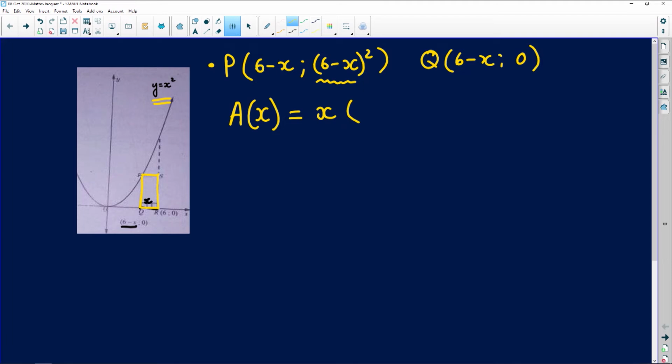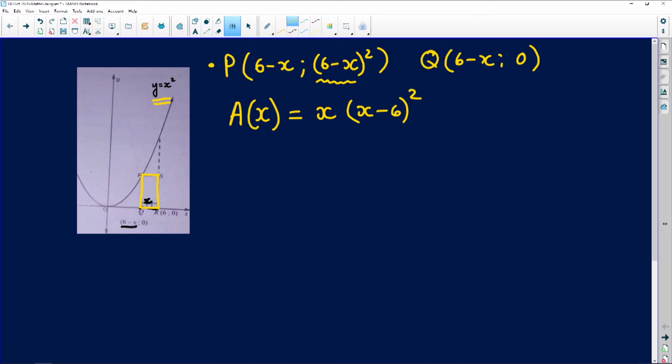So whether I've got 6 minus x or x minus 6, because I'm squaring it, it is irrelevant whether it's 6 minus x or x minus 6. So I'm doing that for convenience's sake, so I don't have to change the sign later. Okay, let's have a look.